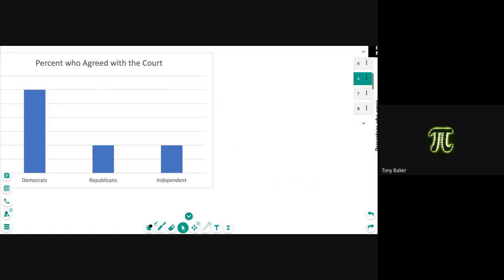So these are the results from that, because when anything comes up, it always ends up becoming political, and these were those results. So this is what we got. Based on that, you'd think, okay, Democrats were a lot more in favor of what the court decided, getting her pulled off. Republicans and independents were not nearly as happy about that decision.